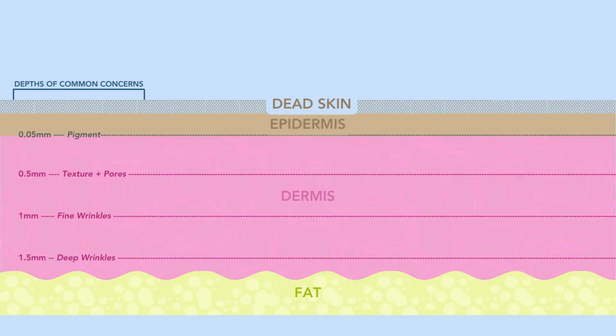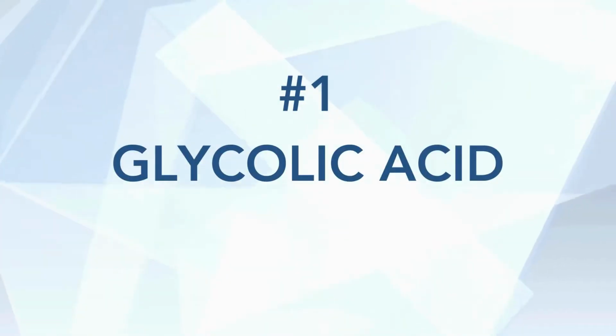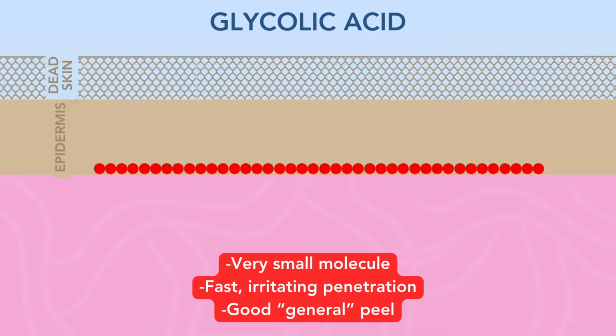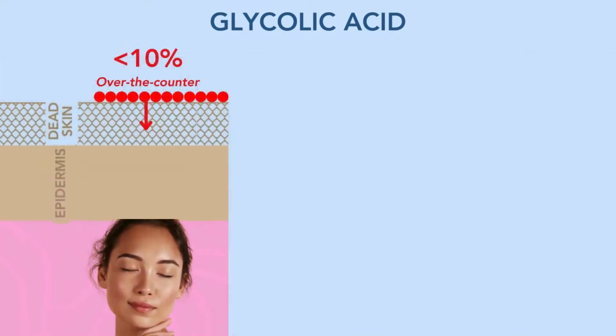When we're talking chemical peels, we're talking the very top layers of the skin, so the epidermis and the upper dermis. First, glycolic acid. Glycolic acid is a good general peel. It's very tiny, so when it penetrates the skin, it does so in a very fast and irritating way, which can cause irritation in the skin. At low concentrations, less than 10%, it can get rid of the dead skin on top, so give you kind of a glow in appearance.